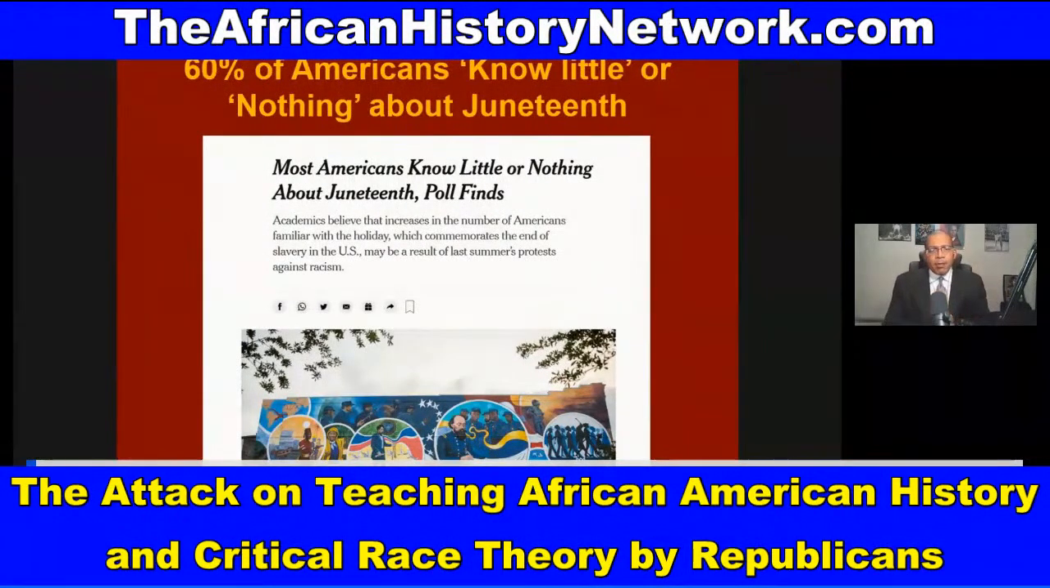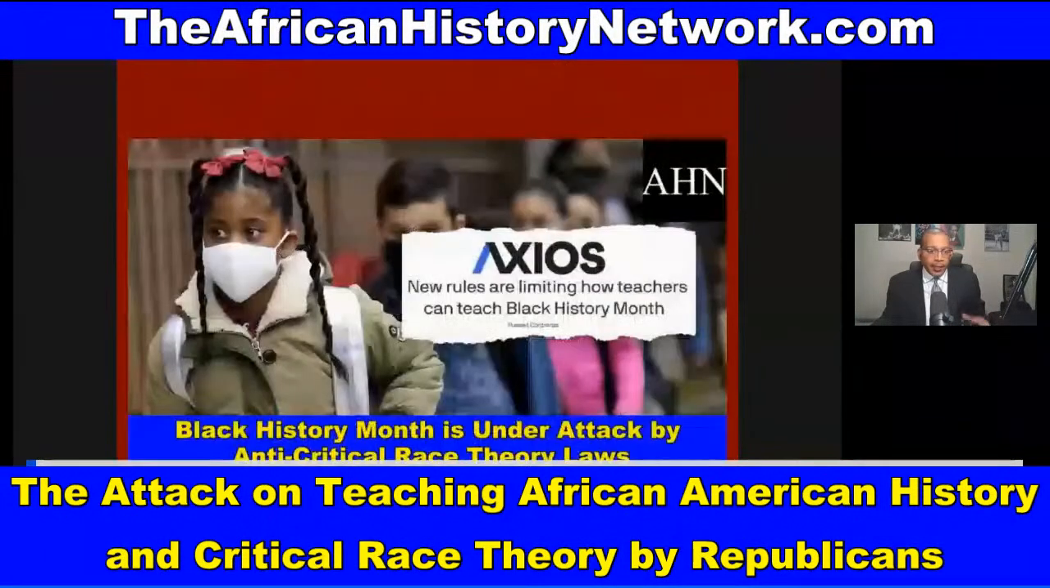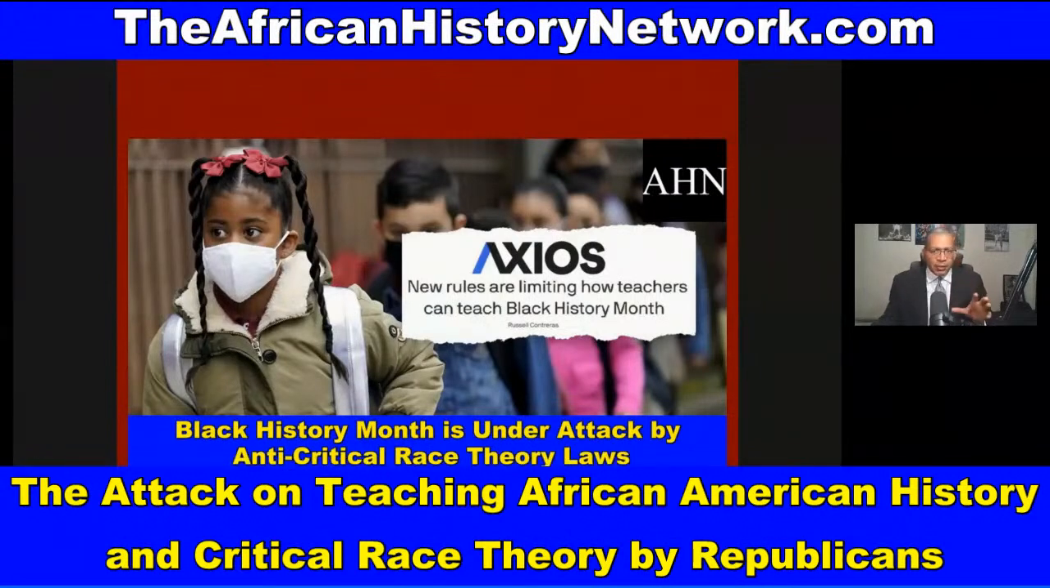We've seen, after Juneteenth became a federal holiday in 2021, a lot more articles being written about Juneteenth. And this article here from the New York Times is a very interesting article. Most Americans know little or nothing about Juneteenth, poll finds. And in the article, it talks about 60% of Americans know little or nothing about Juneteenth. And to be quite honest with you, a lot of the information that's floating around about Juneteenth is inaccurate. It wasn't the last day of slavery. The Emancipation Proclamation did not free the enslaved Africans. So there's a lot of misinformation floating around.